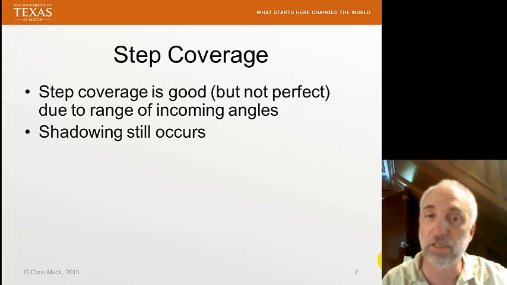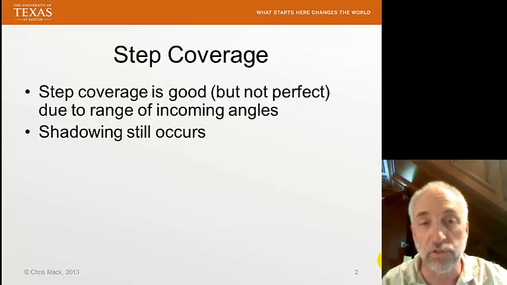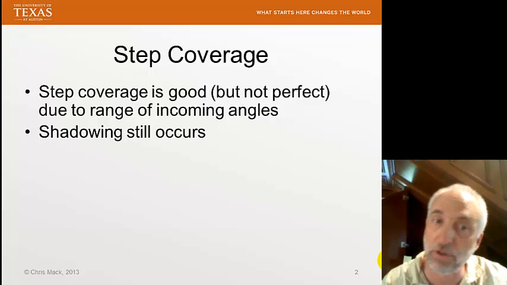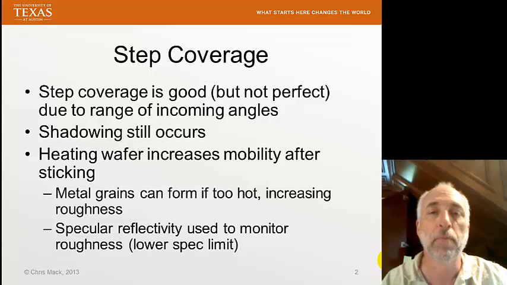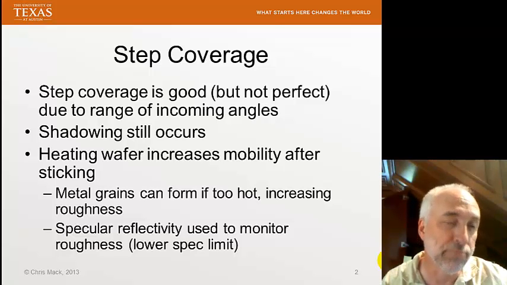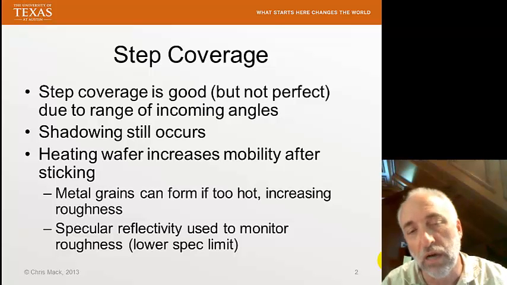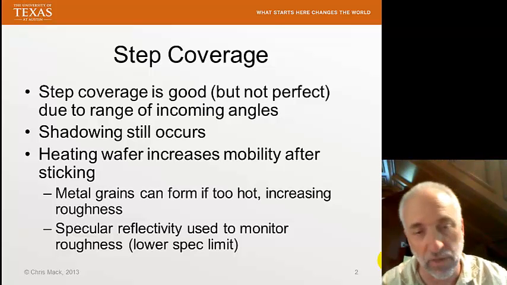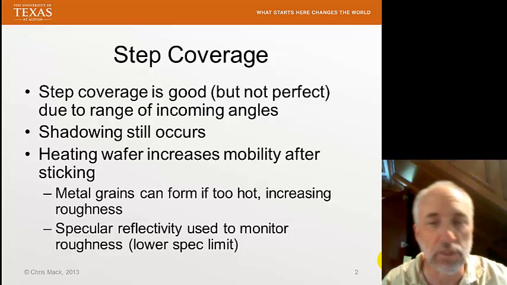Shadowing still occurs, it's just not as significant because there's a range of angles. Line of sight types of deposition systems like evaporation have much more significant shadowing effects, but you still get some shadowing with sputtering. We can improve step coverage by trying to improve the mobility of the deposited material after it hits the wafer. So we have actually two different phenomena. One is sticking and the other is diffusion.